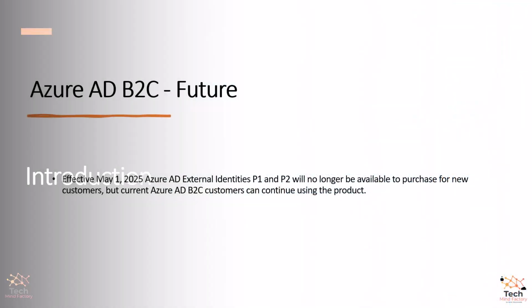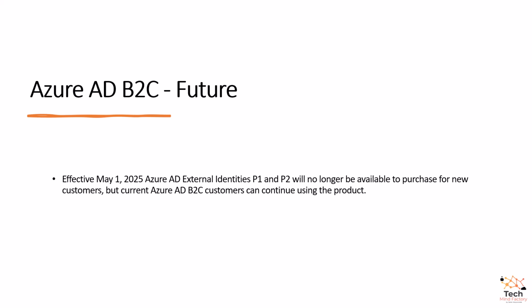So I would like to touch on this very important fact related to Azure AD B2C, okay? So the thing is that Microsoft Entra External ID is the successor of Azure AD B2C and no new features will land in Azure AD B2C anymore, okay? So Azure AD B2C will still be there, so you still can use it.